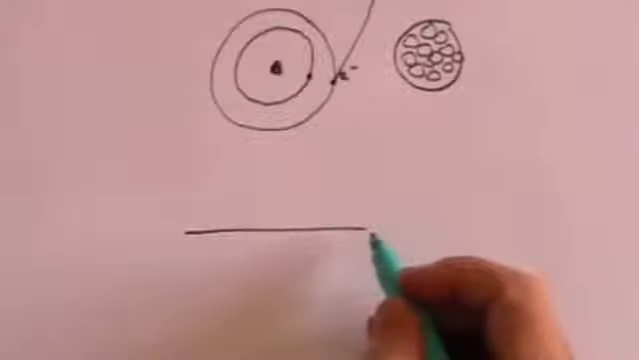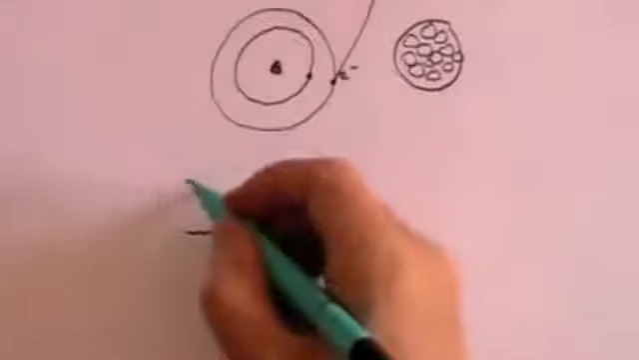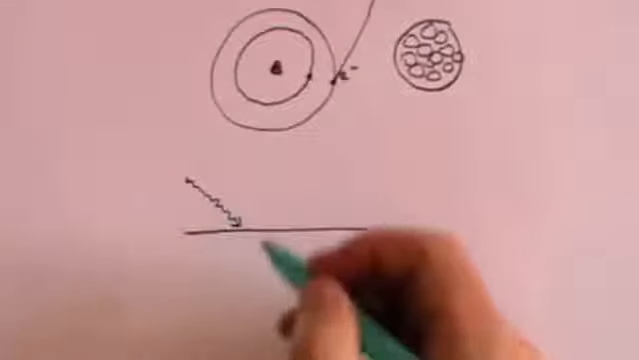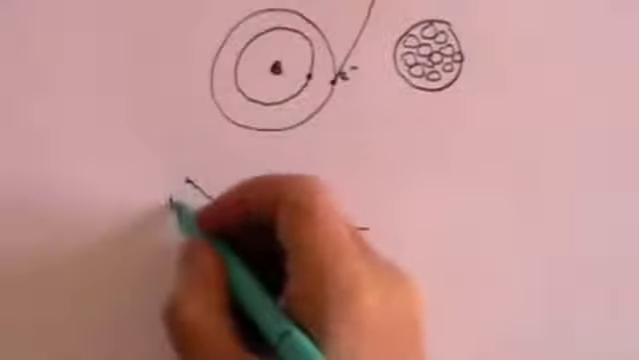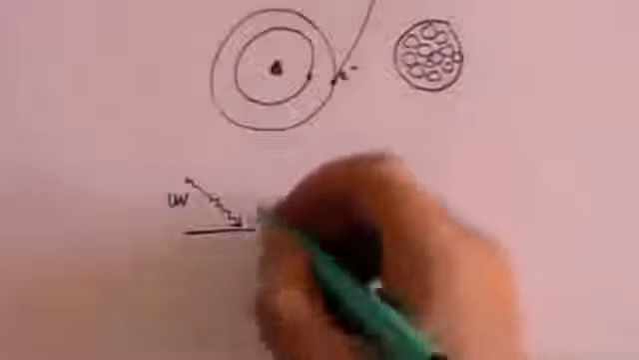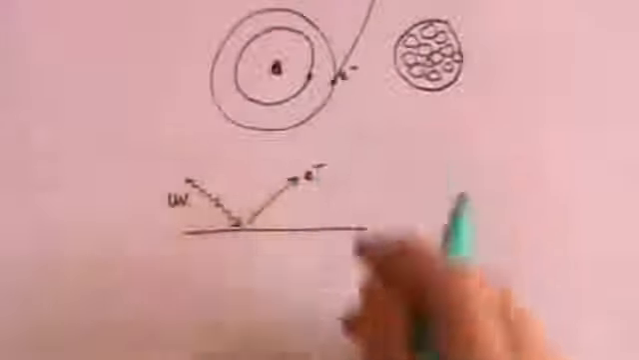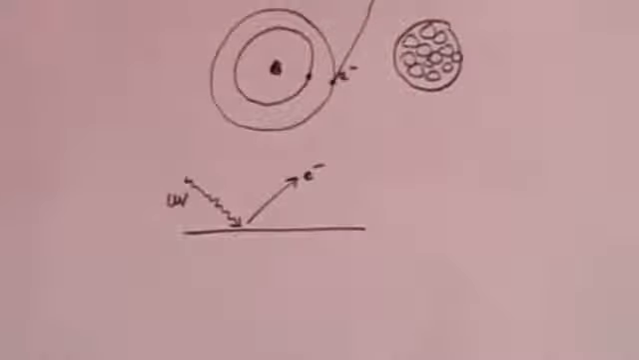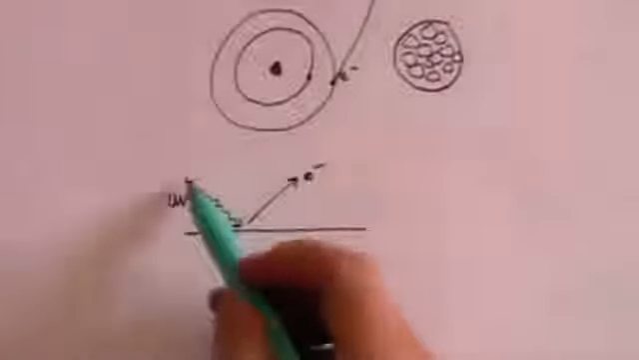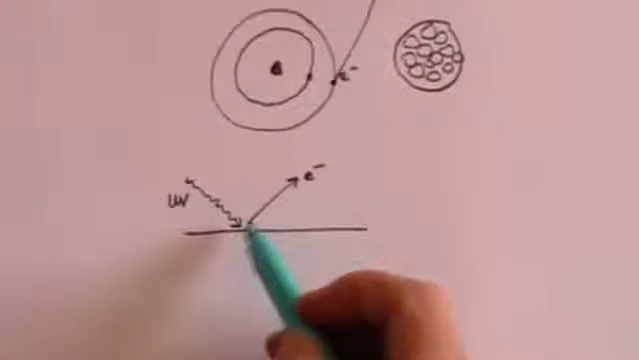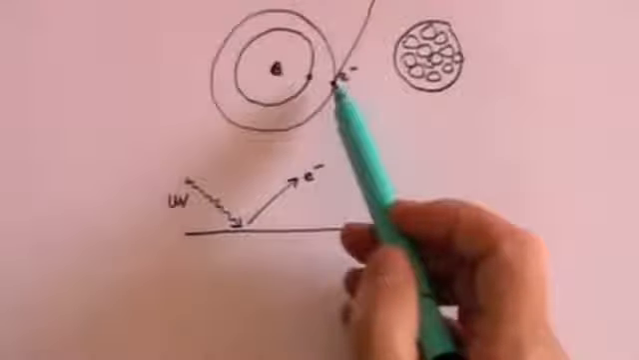If you take a sheet of metal and you shine light on it, that light usually has to be in the ultraviolet range, then you get electrons coming off. This experiment was one of the forerunners of the development of quantum mechanics. And what is actually happening is that a photon of the ultraviolet light is transferring its energy to the electron.